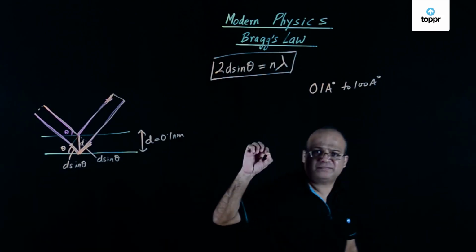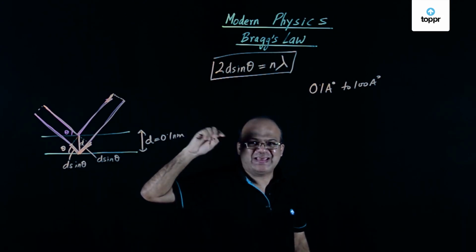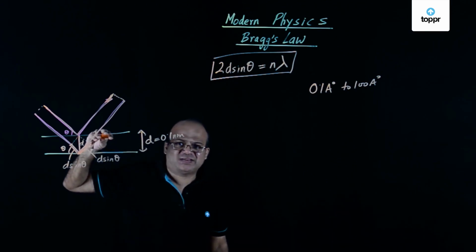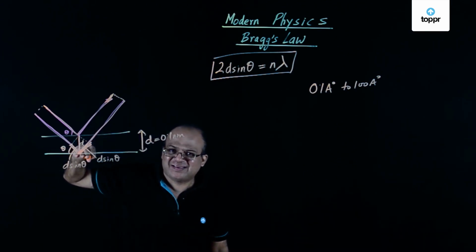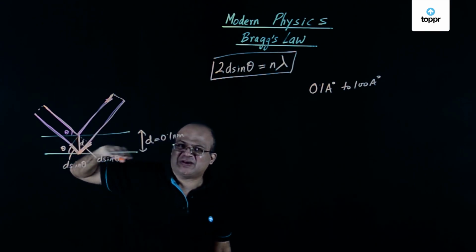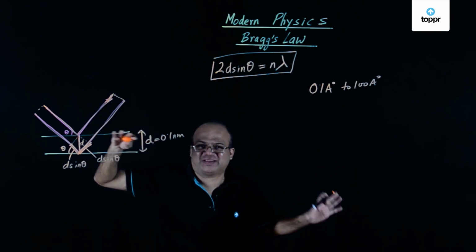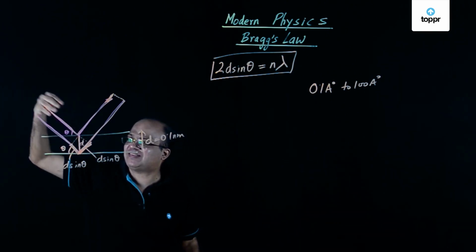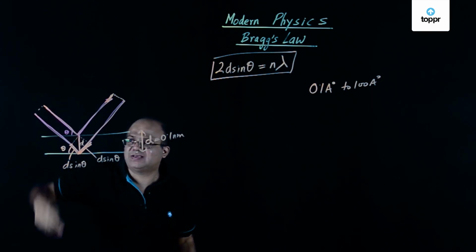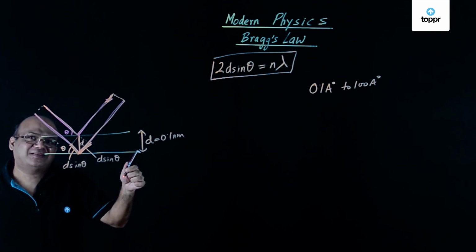In this lesson, we are going to learn Bragg's law. In solid crystals, the atoms are arranged in regular planes like this. This is true for common salt and most metals. Now, if you make X-rays fall on this at an angle, X-rays will get reflected from this plane and this plane.